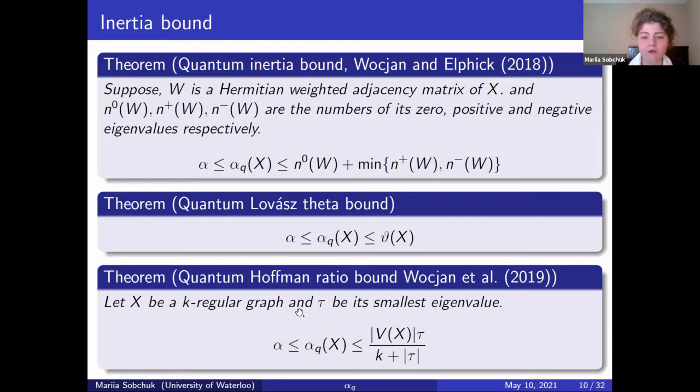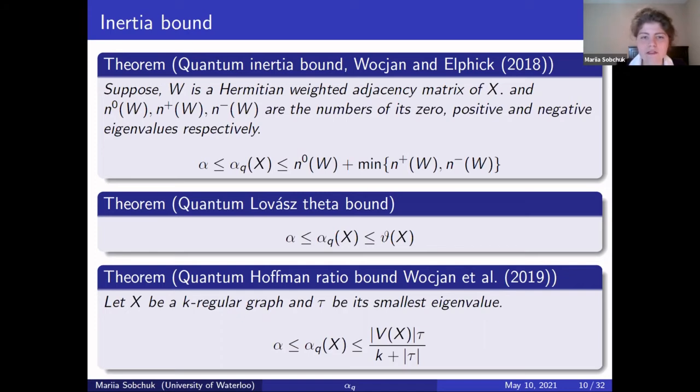And also there's a ratio bound that also became quantum in the same way. So we know that if you have a k-regular graph and tau is its smallest eigenvalue, then alpha is upper bounded by this quantity. And if it's also a bound on the quantum independence number, we get that if there's a graph that exhibits the separation between alpha and alpha Q, then the ratio bound is not saturated. So if you're a person who's interested in saturation of the ratio bound, then you will know more graphs to avoid in your studies. This is nice.